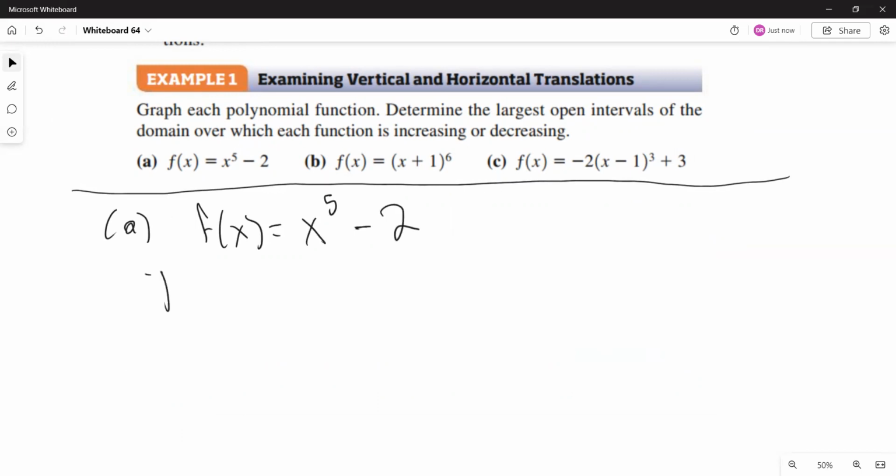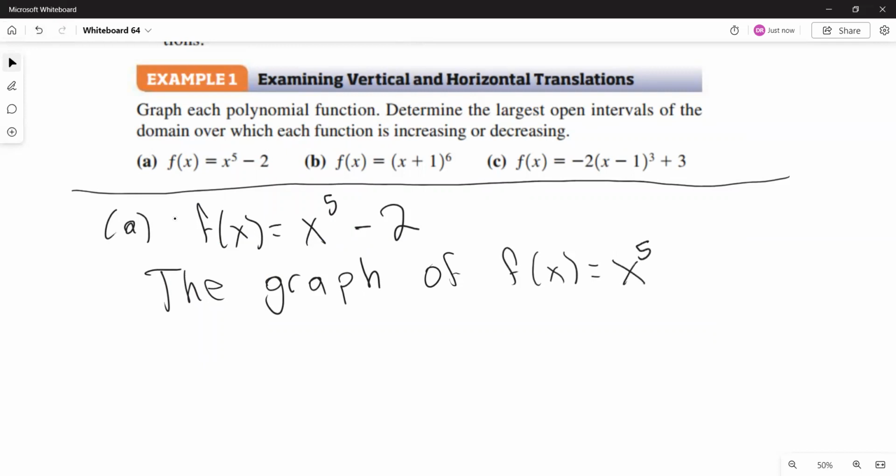So the graph of x to the 5th, we know that 5 is an odd number. So the graph of f of x equals x to the 5th is going to be similar to x to the 3rd. It's going to be increasing. It levels up as it approaches the origin, and then starts increasing at a faster rate again. We only have one transformation, so that's going to be shifted 2 units down.